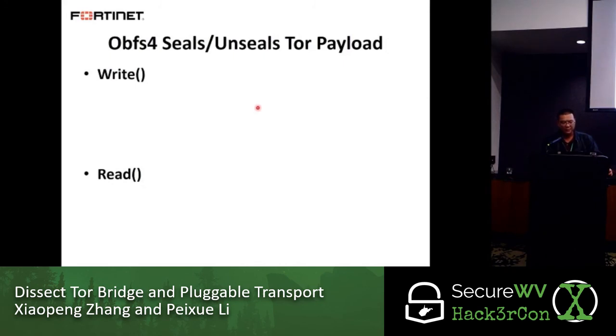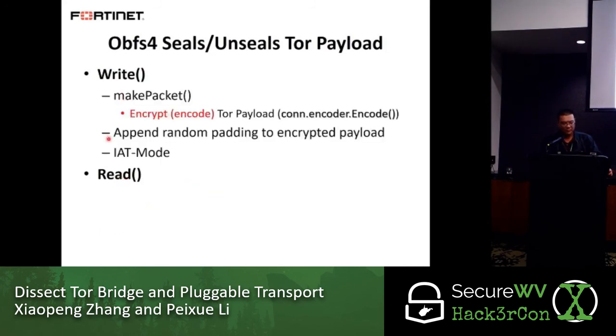OBFS4 client overrides two functions of the socket, the write function and the read function. The sending process is: once Tor needs to send a request, the write function in OBFS4 client gets called with the Tor payload. The write function then calls the make packet function to encrypt the payload and appends padding data to it. After going through IAT mode, it transports the final packet to the bridge server.